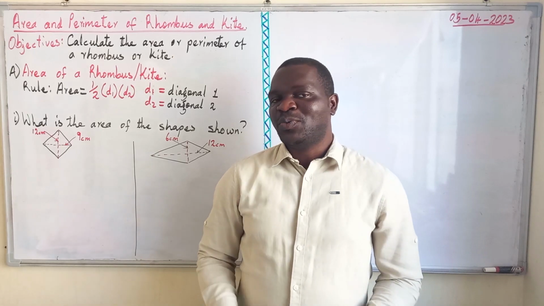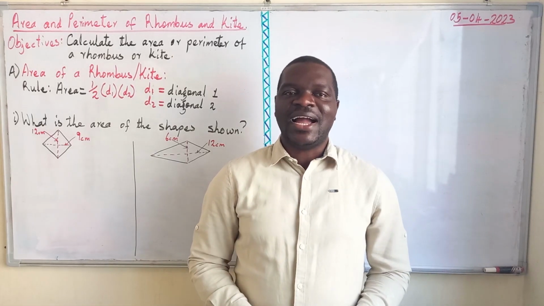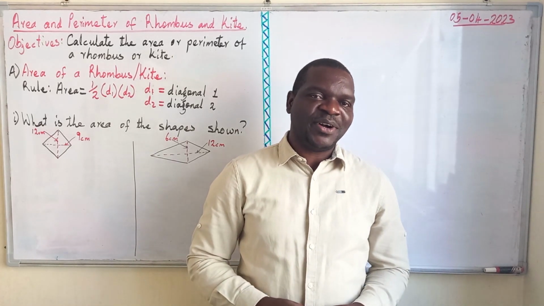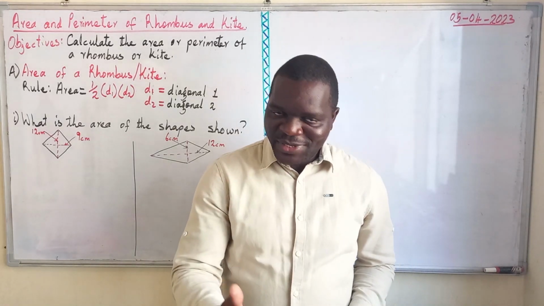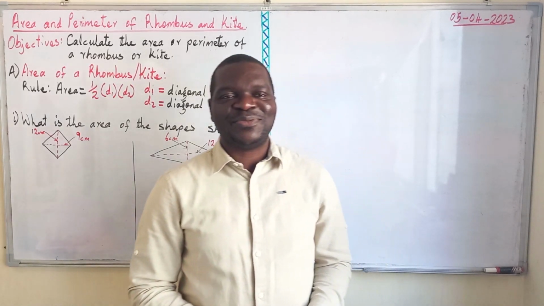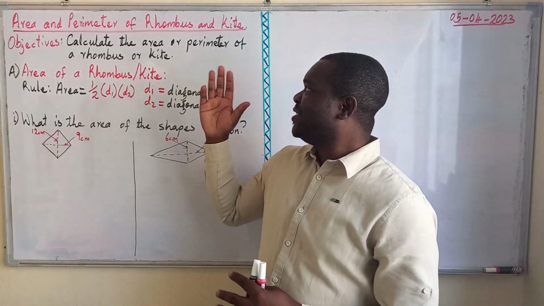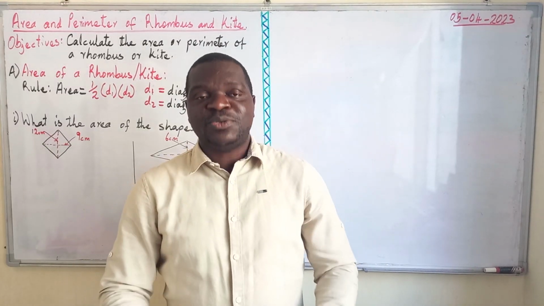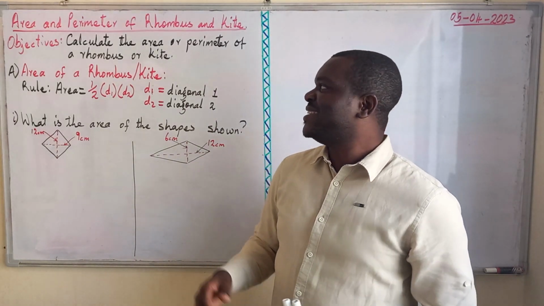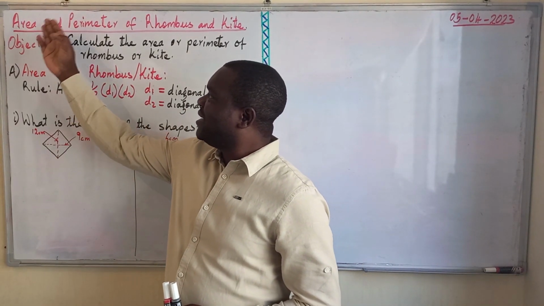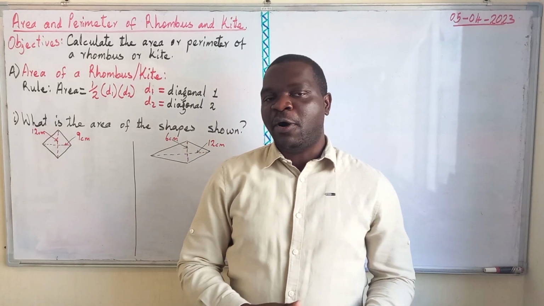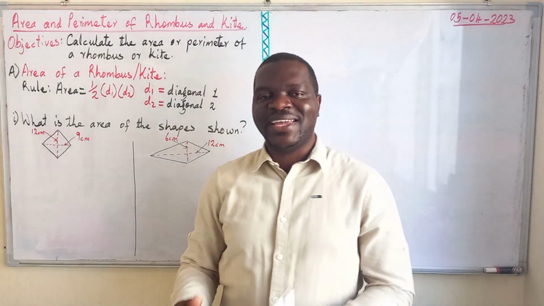Last time, we treated trapezium and we looked at the different aspects of a trapezium. We promised you that this time around, we are going to finish up with quadrilaterals. And of course, we have rhombus and kite. In today's lesson, by the end of the lesson, we should be able to calculate the area and the perimeter of a rhombus or a kite.